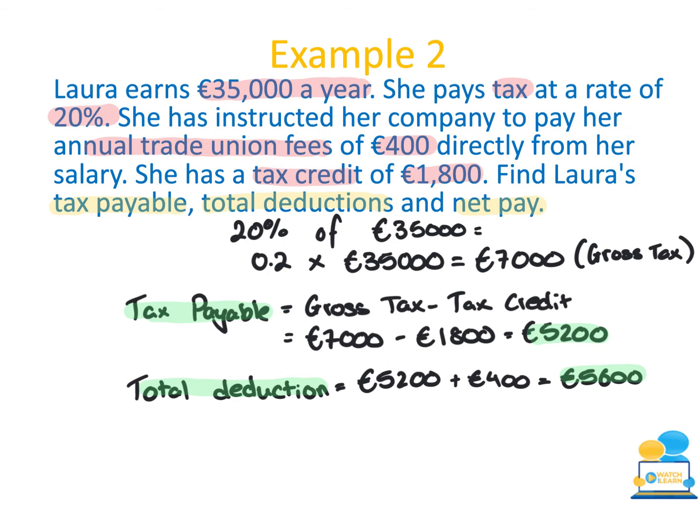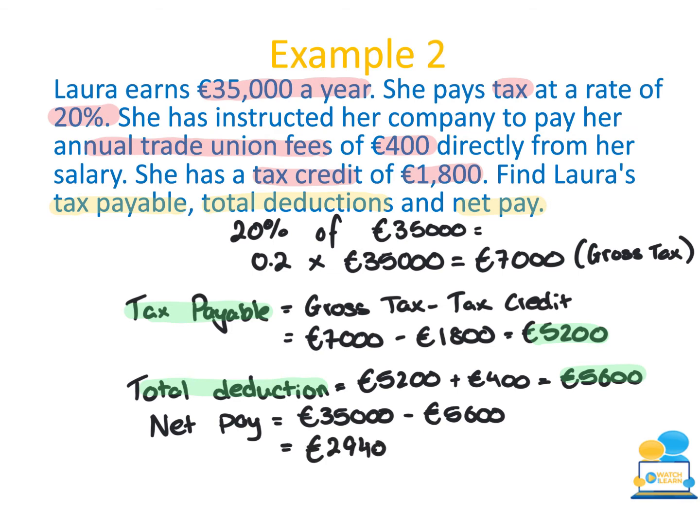The third and last part of this question asked me to find Laura's net pay. So her net pay is going to be her gross income, how much money she started off with, and subtract her total deductions from that. So her gross income was €35,000. And we just found out previously that we are deducting €5,600, which is her tax she has to pay and her trade union fees. Subtracting these two numbers gives me a net pay of €29,400. And this gives me my final answer and completes this question for me.